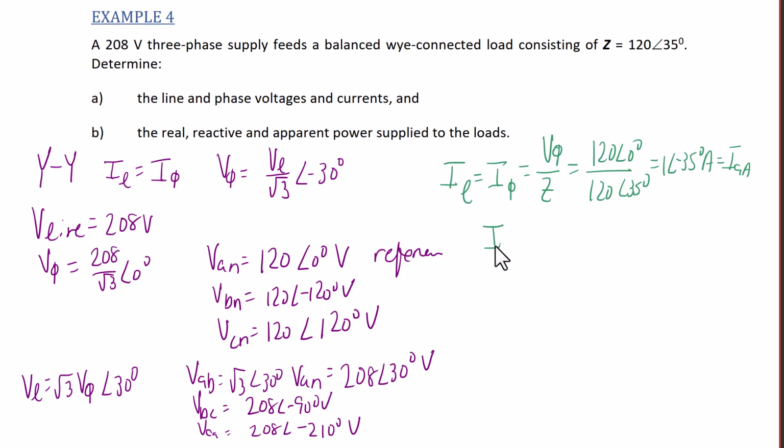And then I lowercase b, capital B, would be phase shifted by 120 degrees, or 1 with an angle of negative 155 degrees, and the units are amps. And I lowercase c, capital C, would be 1 with an angle of negative 275 degrees, or 1 with an angle of positive 85 degrees.